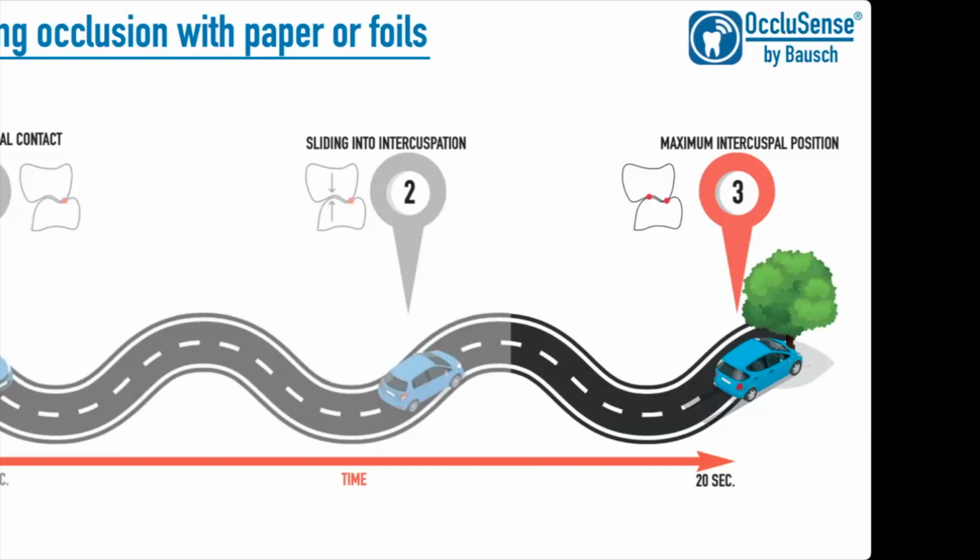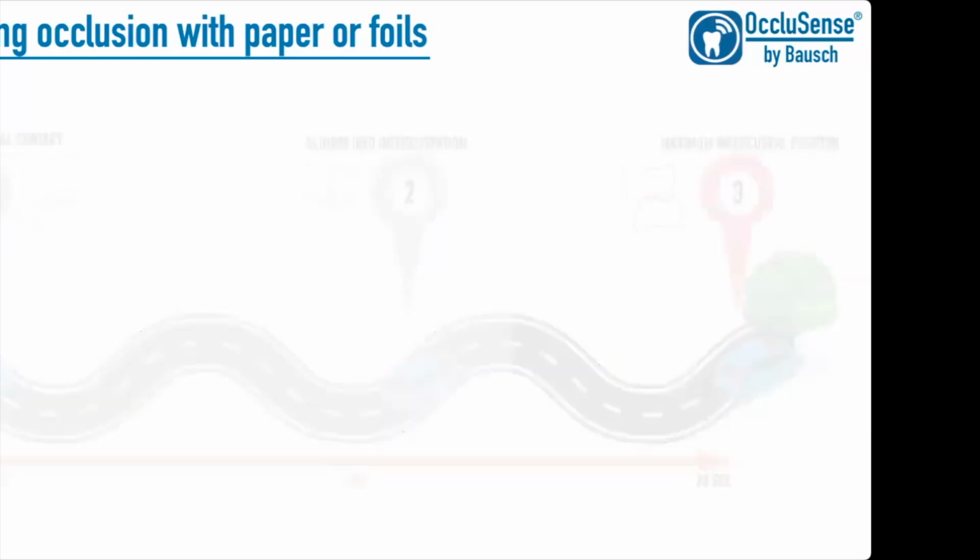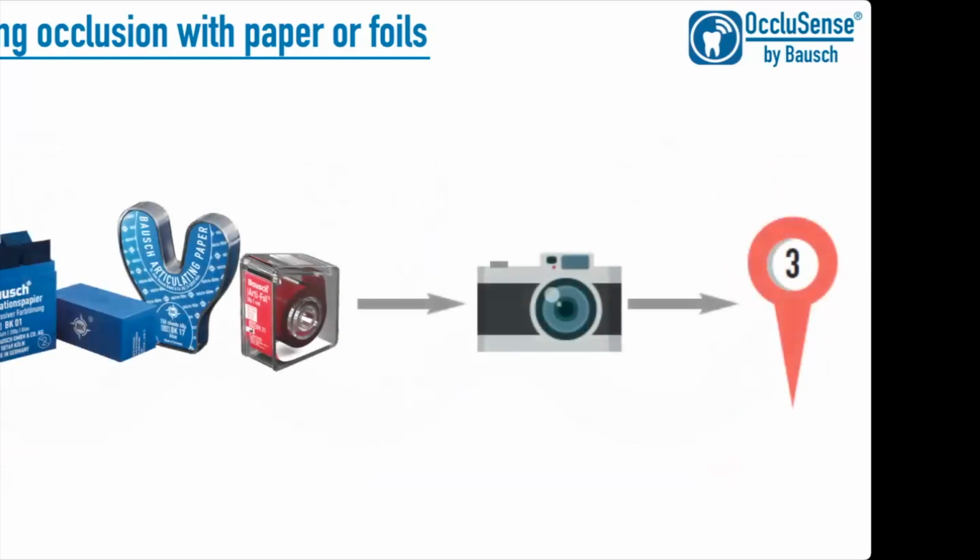So rather than looking at the occlusion over a process of time with papers and foils, you have the opportunity to check occlusion at the end of this pathway. So at point 3, which is the same as taking a picture of one single moment in time.